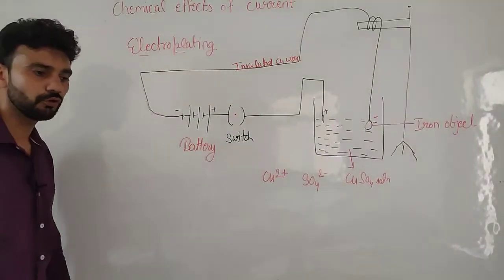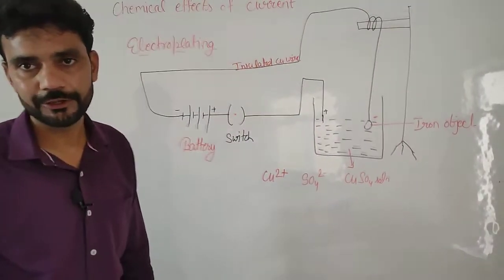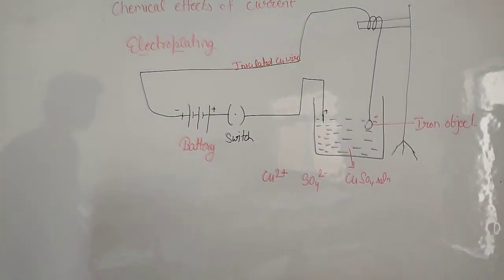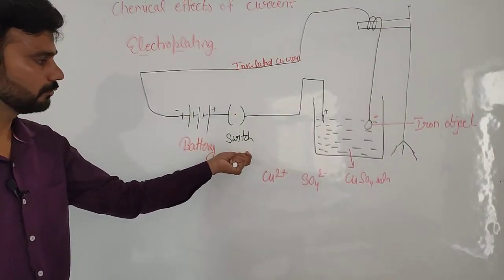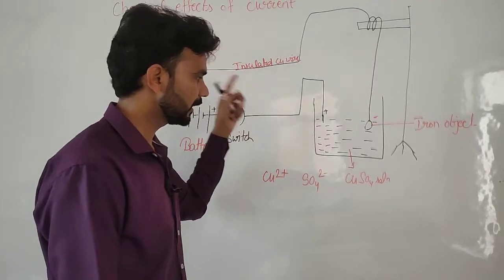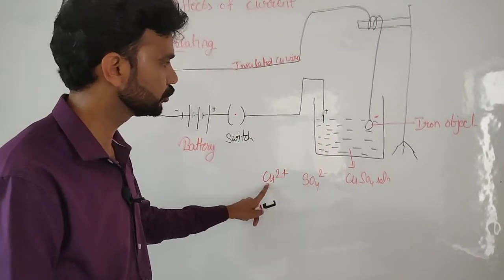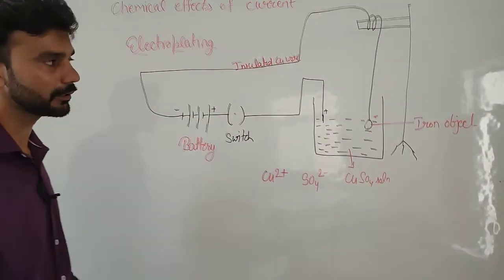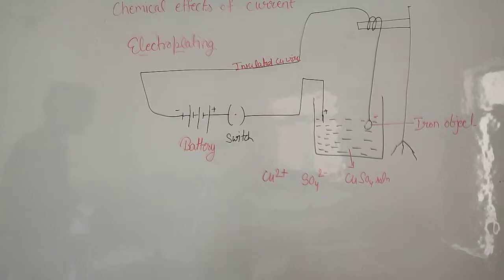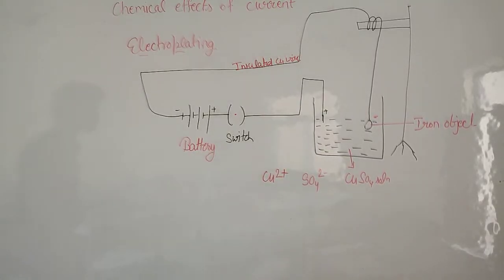The process of coating a thin layer of superior metal on the inferior metal with the help of electric current is known as electroplating. How this happens, you know now. When current passes, copper sulfate will break into Cu2 positive and SO4 2 negative. The Cu2 positive will be attracted by the negative terminal and stick on it, depositing a layer on the iron object. And this process is electroplating.